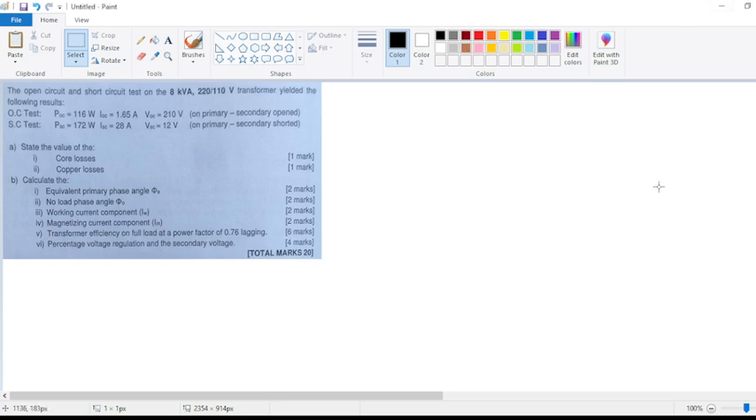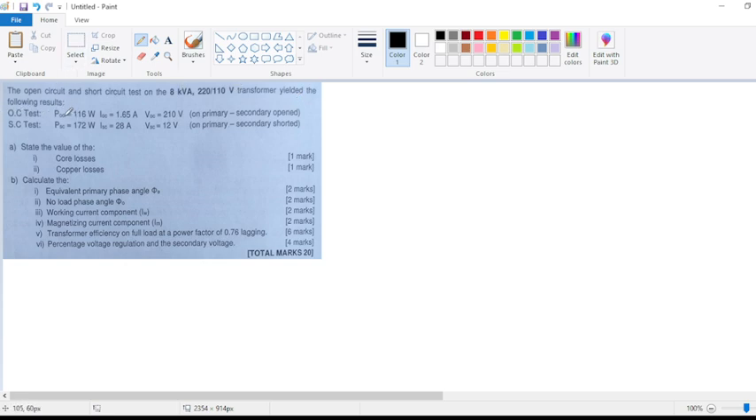Okay, so this is our question on the open circuit test and the short circuit test of a transformer. The question reads: the open circuit and short circuit tests on the 8 kVA, 220/110 volt transformer yielded the following results. So these are the results. You have the open circuit test result.